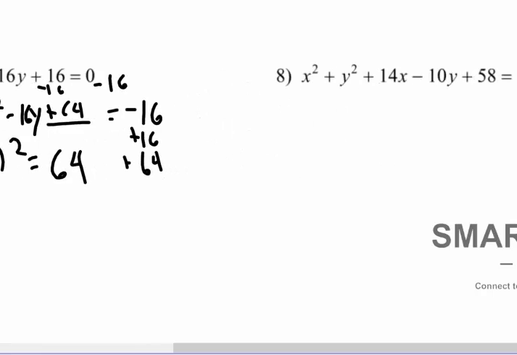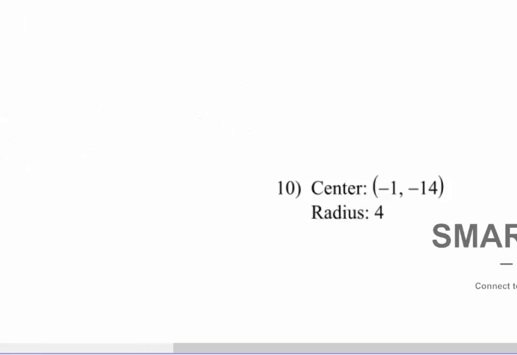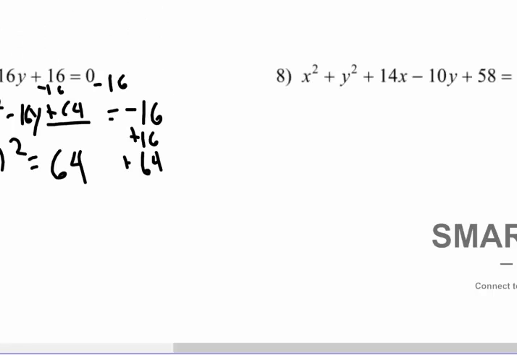Alright, so I'm going to set this last one up for you. Oh, sorry, not the last one. Last one like this. And I'll let you finish it on your own. So again, we organize everything. x squared plus 14x. We're going to leave a spot for our c value.